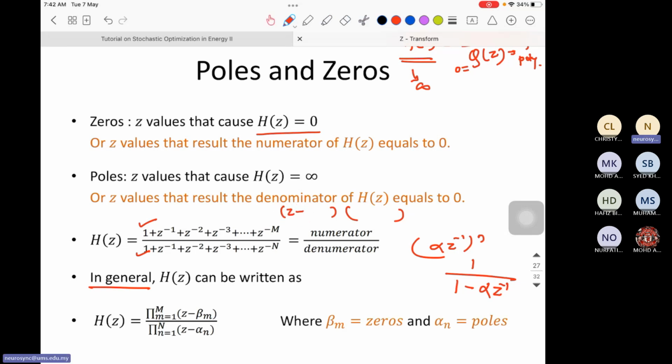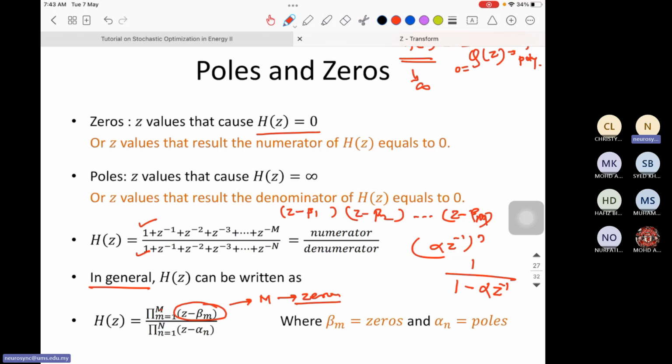like z minus some beta 1, z minus some beta 2, till z minus some beta M, and this capital M. So this is basically the product of z minus beta m. If you do the multiplication, m goes from 1 to capital M, so this many zeros will be there. Capital M zeros will be there. Why are we writing like this? Because we need to find the location of zeros.